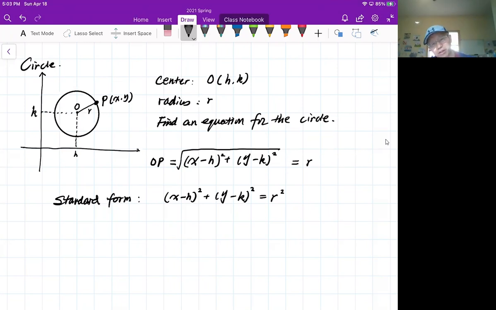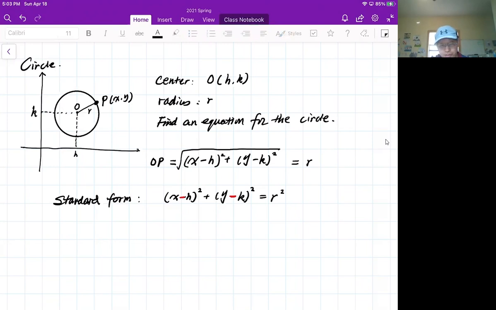If you know the center and you know the radius, and keep that in mind, this is negative. So I'm going to emphasize that minus, so X minus H, Y minus K. That's called the standard form of a circle, okay? Everyone's good? We're going to use that a lot today.